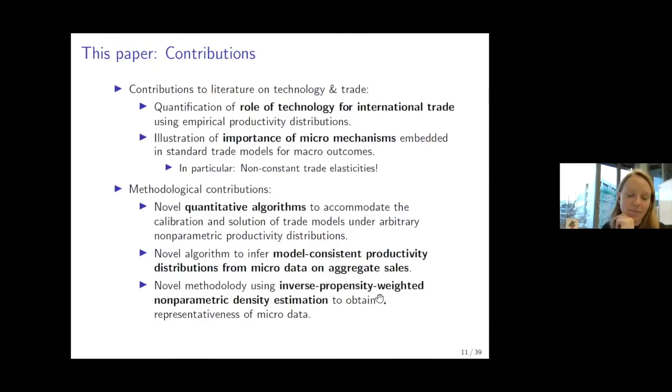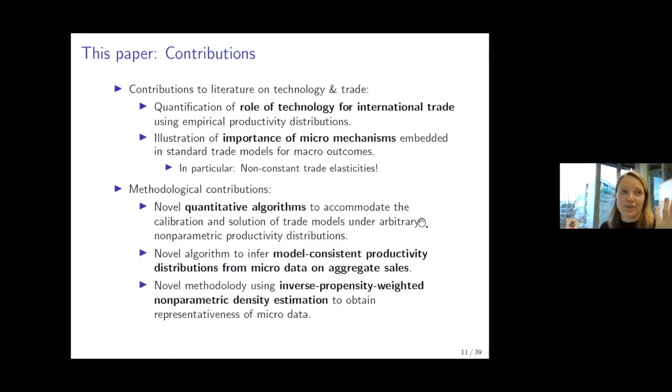And I think with this paper, at the end, we have quite some nice contributions, because first of all, we are then able to answer the questions that we asked in the very beginning, so actually quantify the role of technology for international trade, using these true empirical underlying productivity distributions.